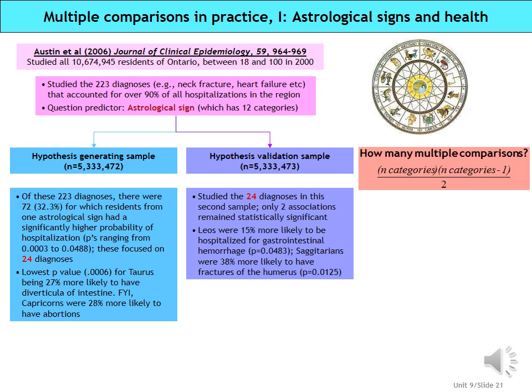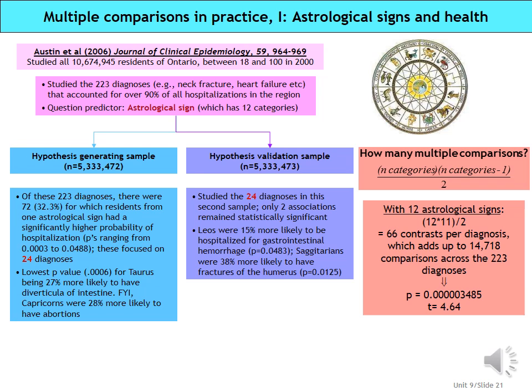How many multiple comparisons do we have? It's the number of categories times (categories minus 1) divided by 2 that gives the total number of comparisons. We have 12 categories in here. If you multiply 12 by 11 and divide by 2, it's 66 comparisons. And whenever you do 66 contrasts per diagnosis, your p-value turns out to be 0.000003485. The t-value decreases to 4.64.